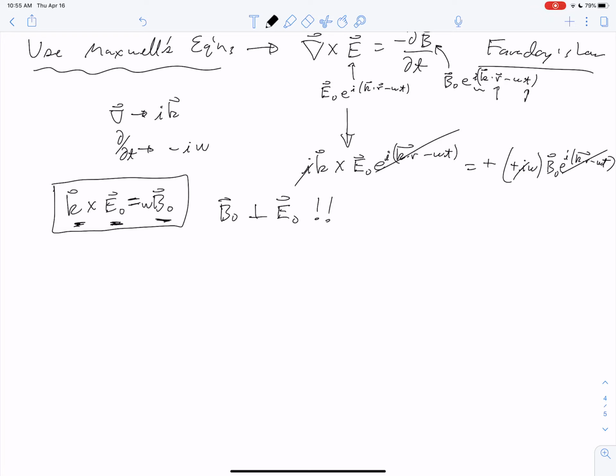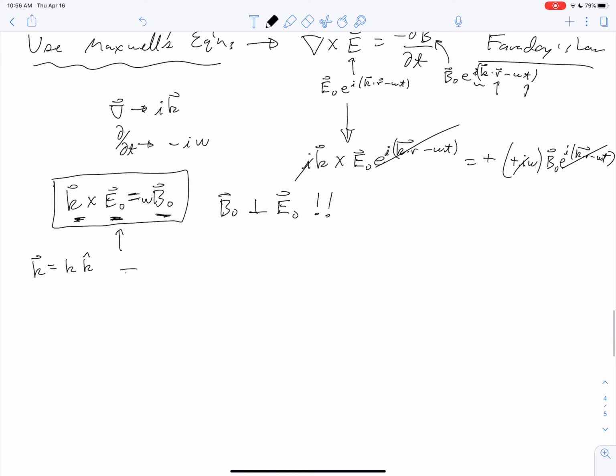Okay, and so let's take a closer look at this equation. If we look at this equation, one of the things we can do is write k equal to the magnitude of k times the direction of k, k hat. If we do that, then we can rewrite this equation as B naught is equal to k over omega times k hat cross E naught.